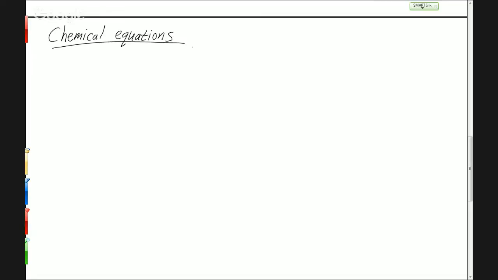Notice I said chemical equations and not chemical reactions. A chemical equation is a way of expressing a chemical reaction on paper. Chemical reaction is the thing that actually happens, the thing like what we've been doing in lab. The equation is how you write what happens on paper. So let's look at an example here.